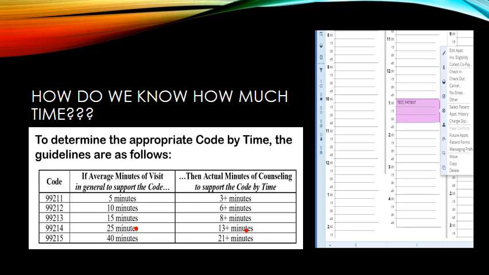So how do we track that? Our nice EHR system is going to assist us tremendously with the previous slide that we just discussed, as well as this one.